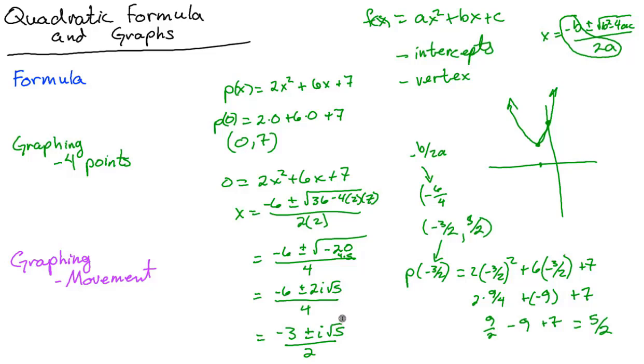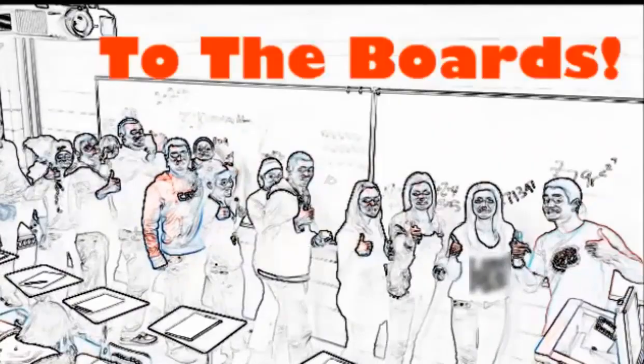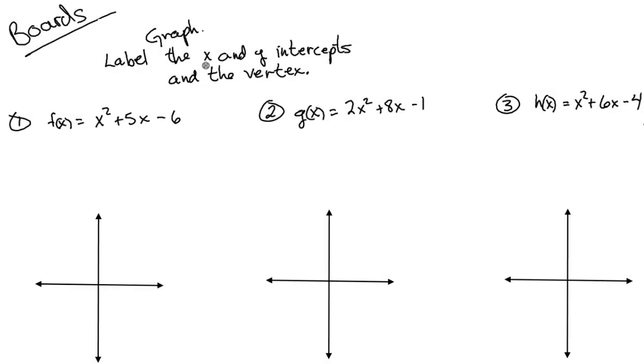Okay, you guys can now try this on your own. To the boards! Here are some to put in your notebook, and you need to know the x and the y-intercepts and the vertex. That will be a total of 4 points that you're going to find. Try these, give them a shot, press play when you're ready to see how you did.